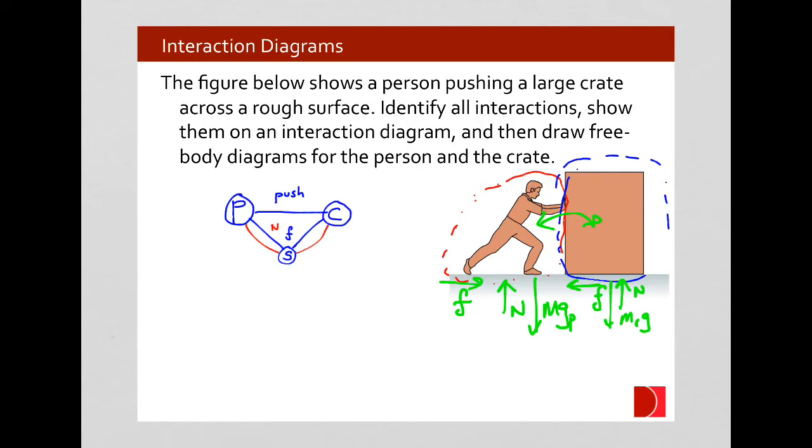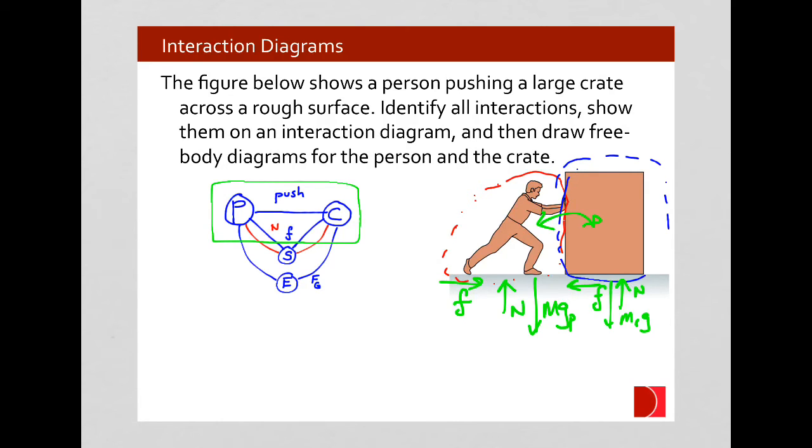Finally, both the person and the crate are subject to gravity, and so there's a force of gravity between the person and the earth, and between the crate and the earth. And thus, this is our interaction diagram. We put a box around the system in question. The system is the things that are moving here. In this case, it's the person and the crate. Outside of the system are the surface and the earth. Both of those count as the environment. They affect our system, but they are not directly part of the system.